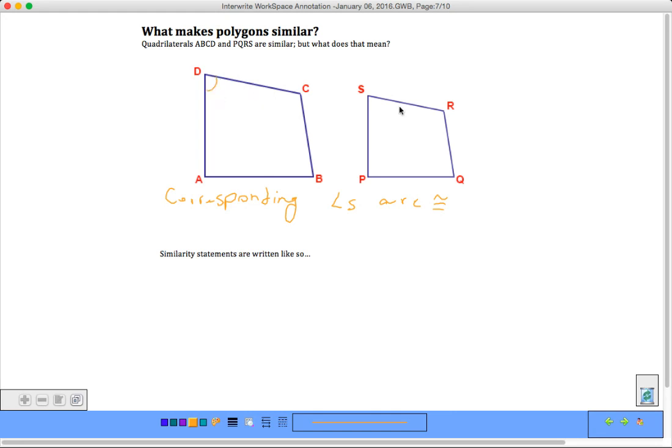And we'll label it in our picture, so angle D would be congruent to angle S, C to R, and so on. Also, the corresponding sides are proportional. Okay.